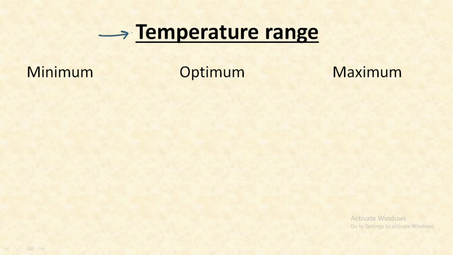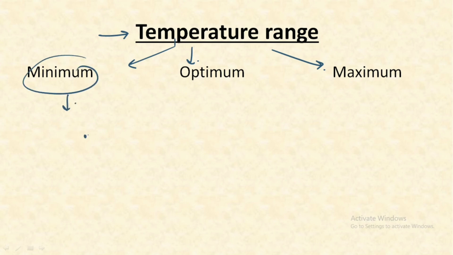would be surviving, or having death, or facing the maximum growth phase. So we have 3 main temperature ranges. The first one is the minimum, then we have optimum, and then the maximum. The minimum temperature is the point below which the bacteria cannot survive, or it is the lowest temperature at which a bacteria could survive.